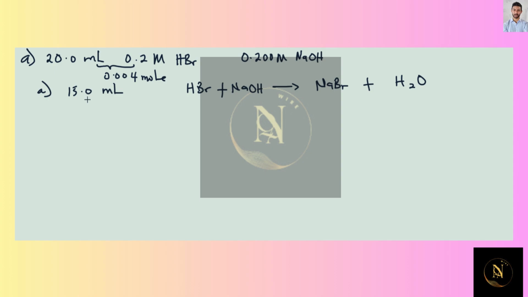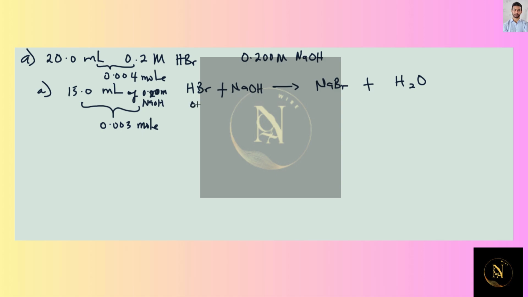So 15 ml of 0.2 molar NaOH will be how many moles? So that's 15 divided by 1000 times 0.2, which is 0.003 mole. So from the equation of reaction, the stoichiometry for the reaction is 1 to 1.